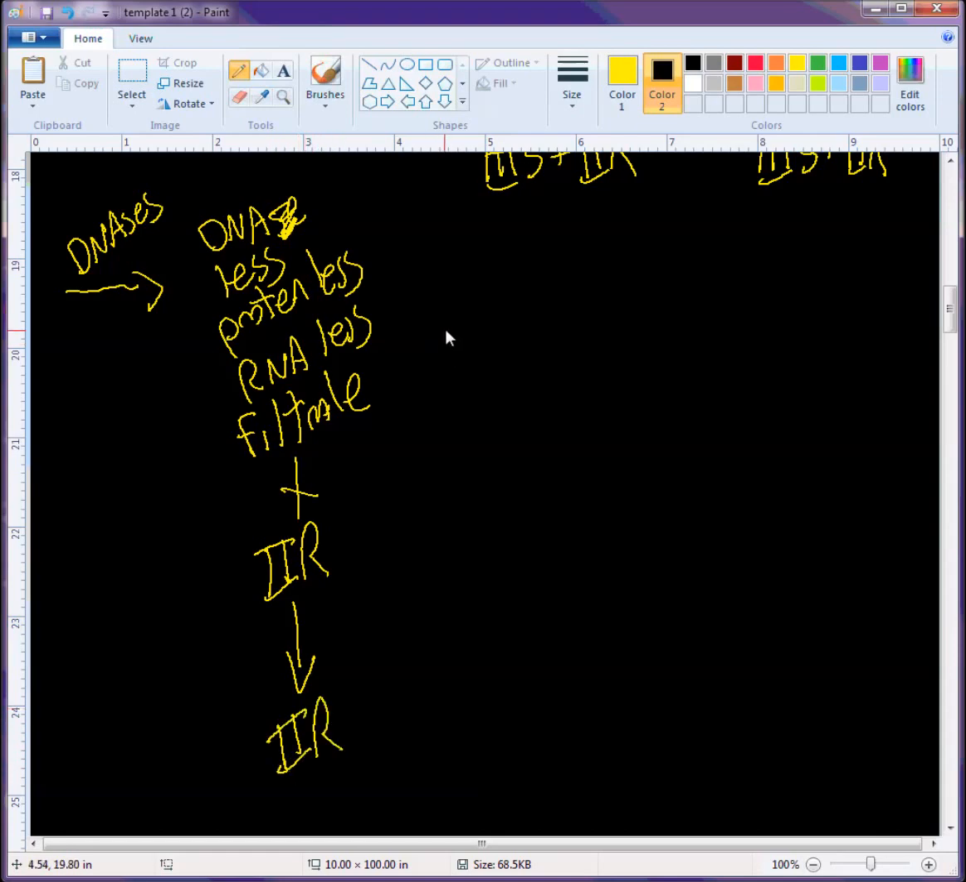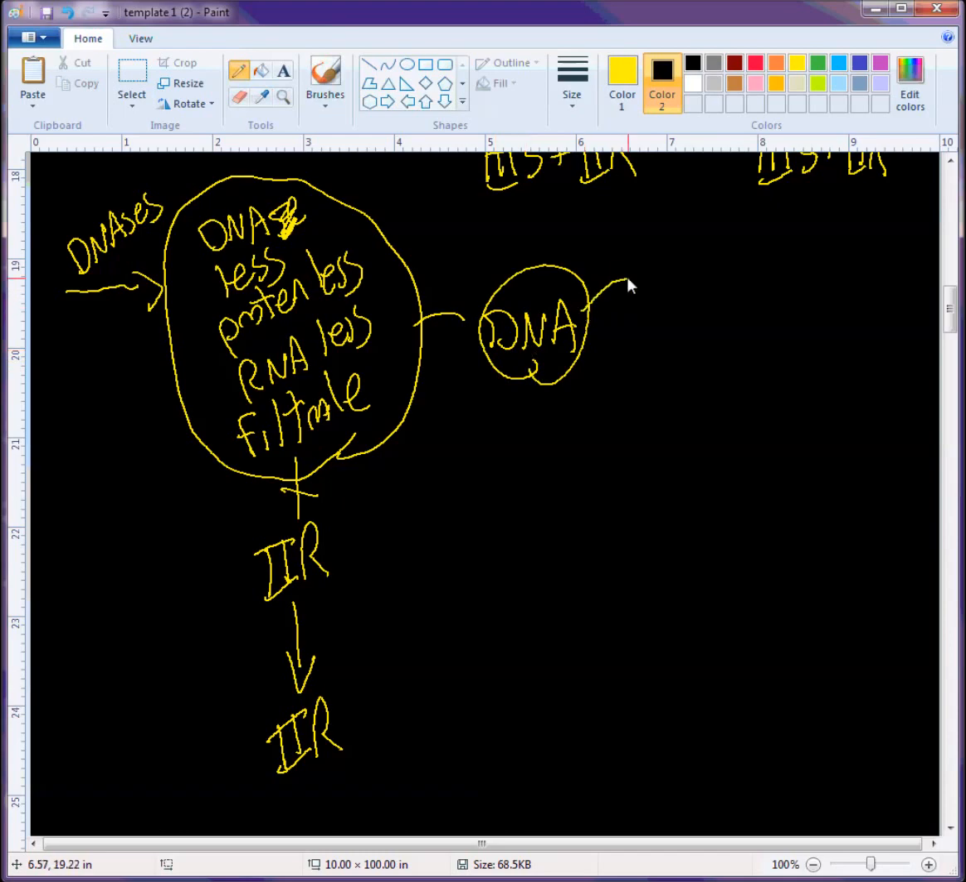So finally they removed whatever the transforming principle was. Whatever transformed the bacteria seems to be dependent on the presence of DNA. So this is the first really good genetic evidence that DNA is the genetic material. And so that's the answer to question 10.5.